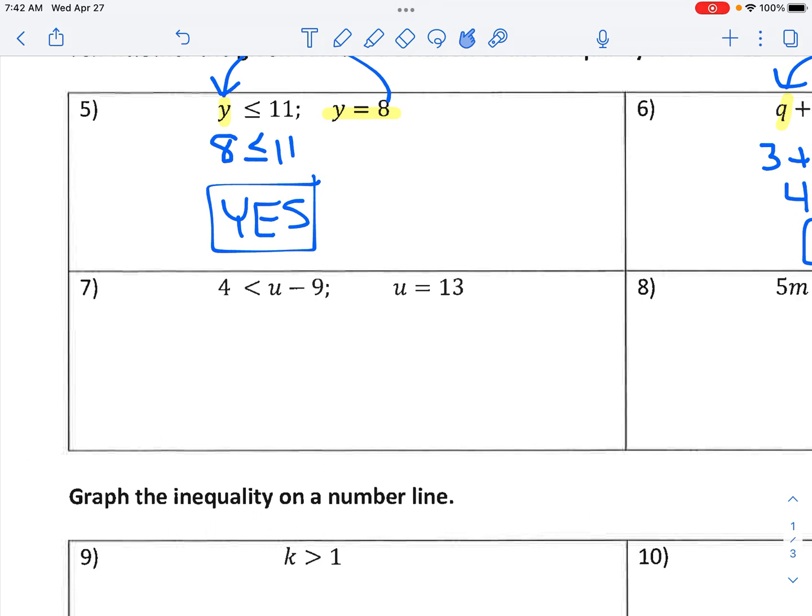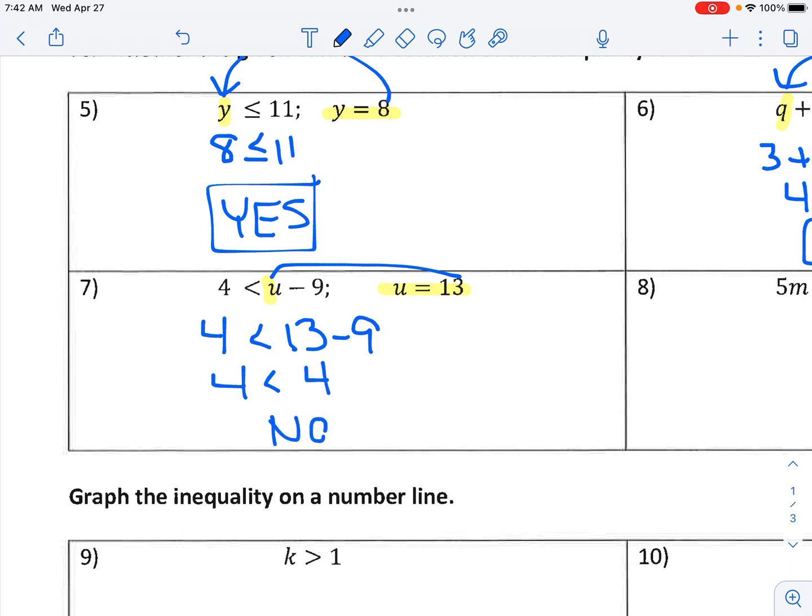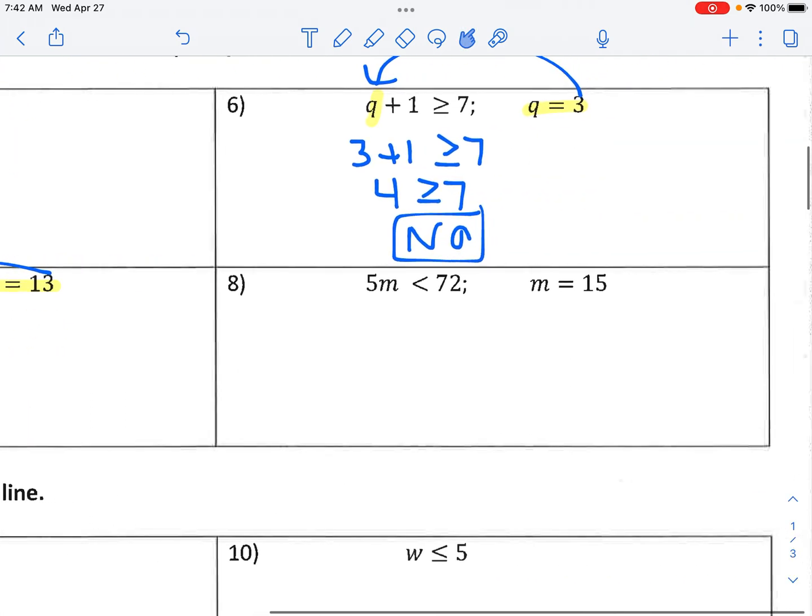Four is less than u minus 9 when u equals 13. Substitute in 13 for u. Is 4 less than 13 minus 9? 13 minus 9 is 4. Is 4 less than 4? No. A number cannot be less than itself.